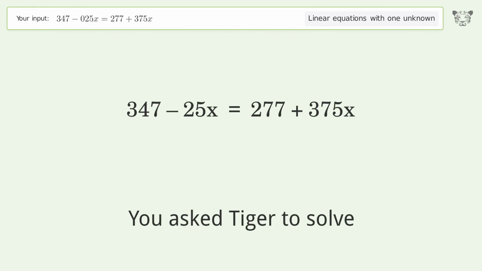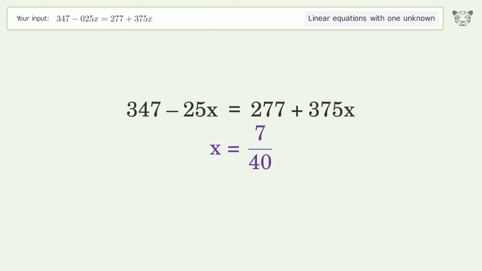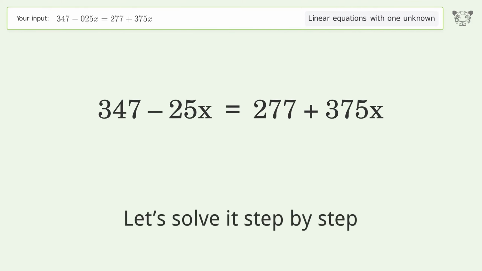You ask Tiger to solve. This deals with linear equations with one unknown. The final result is x equals 7/40. Let's solve it step by step.